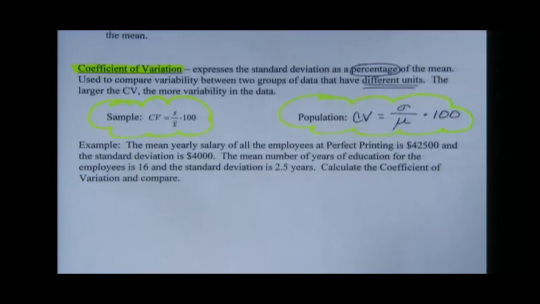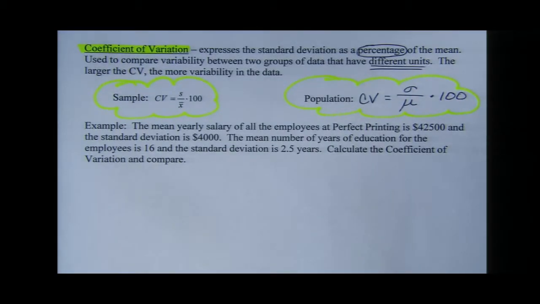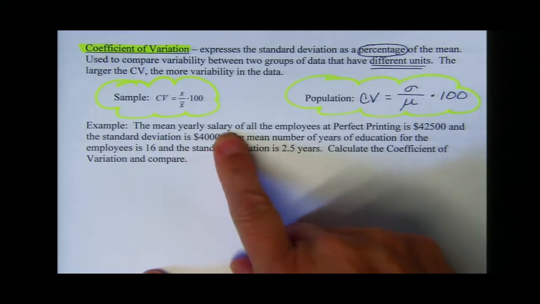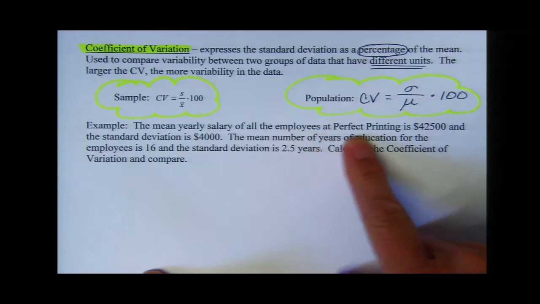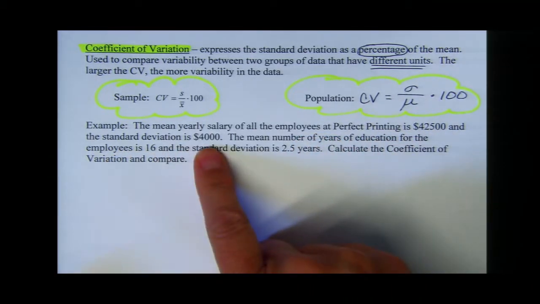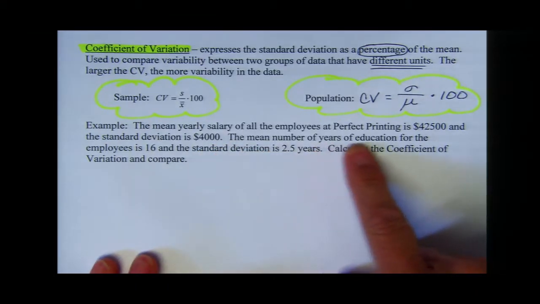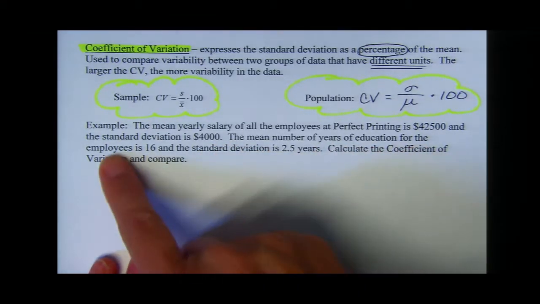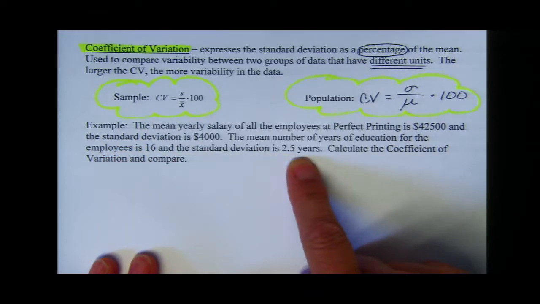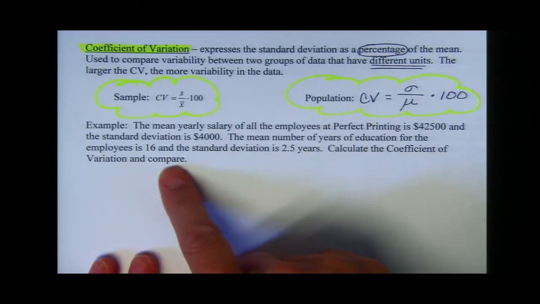All right, so let's look at the example we have here. The mean, or the average yearly salary of all employees at Perfect Printing is $42,500, and the standard deviation is 4,000. The mean number of years of education for the employees is 16, and the standard deviation is 2.5 years. Calculate the coefficient of variation and compare.